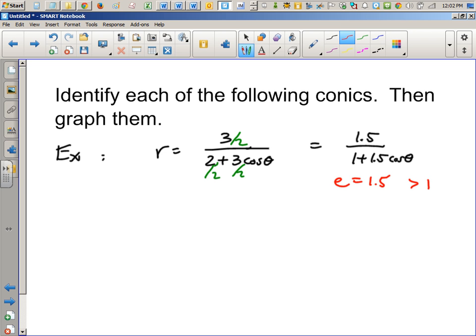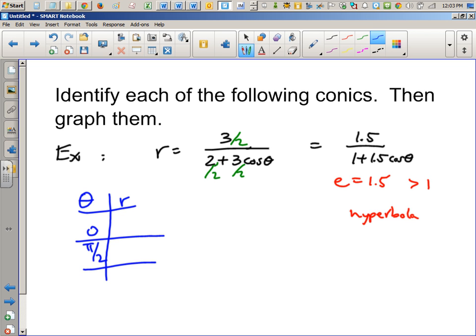What kind of shape is it? Hyperbola. Now it's time to graph. Ooh, how do we do that? Well, like I told you before, the book likes to get you to graph these completely from in your head, okay? The problem is there's a lot of memorization. So here's what I'm going to suggest. Just make a small theta r table. Plug in 3 numbers, specifically these 3. If you want to add more, you can. I just use these 3.